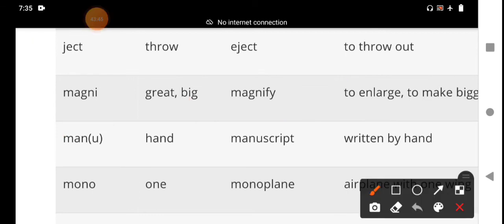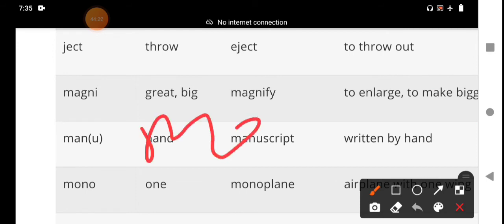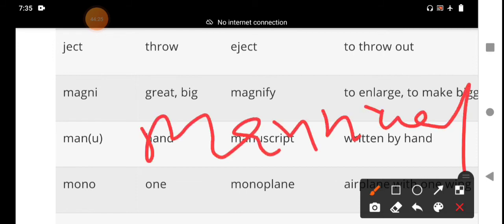Manicure, I will write some of the words. What is the meaning of manicure? A treatment for the hands and nails is called manicure. Pedicure is a treatment for the legs, feet and toes. The derived words: manicure, manual, manipulate, manufacture. What is the meaning of manual? Manual means a handbook, or a book of directions.